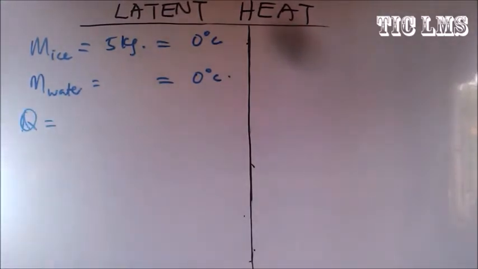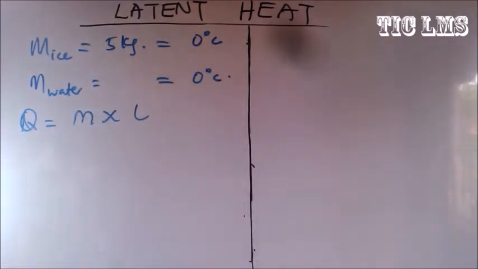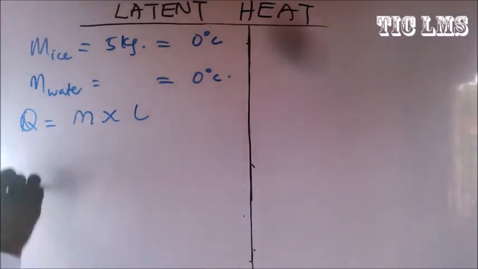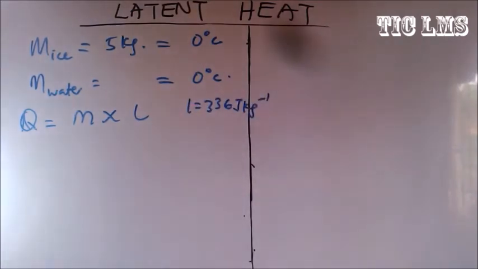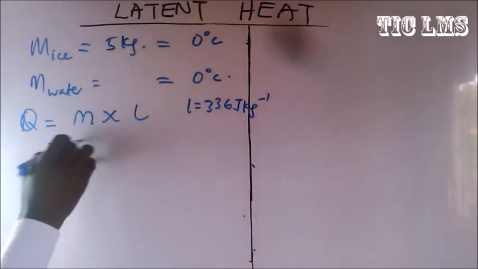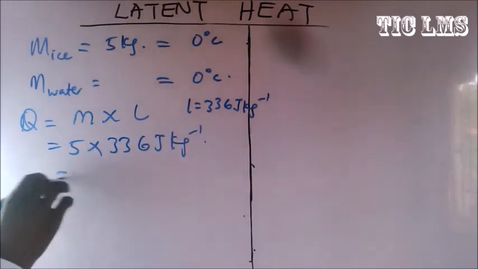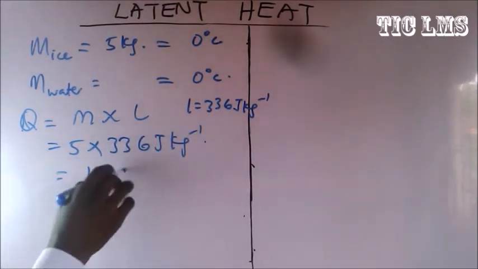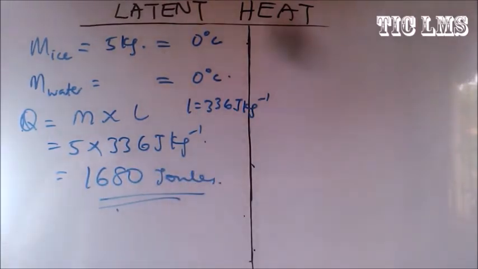Now we have to calculate the quantity of heat which is required to change it from that state to the other, and we have it as Q equal to mass times specific latent heat of fusion. Now, specific latent heat of fusion of ice is equal to 336 joules per kilogram. And so we have our mass, which is 5, multiplied by 336 joules per kilogram. And so we have 1680 joules of heat. This is the heat energy that is required to change it from ice into water.